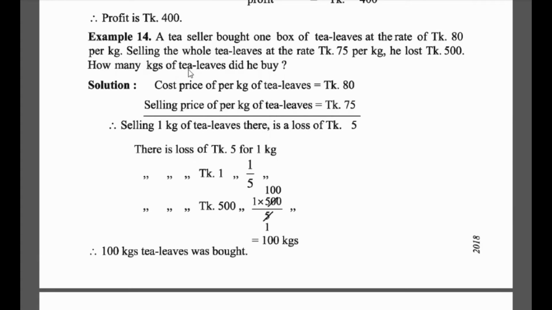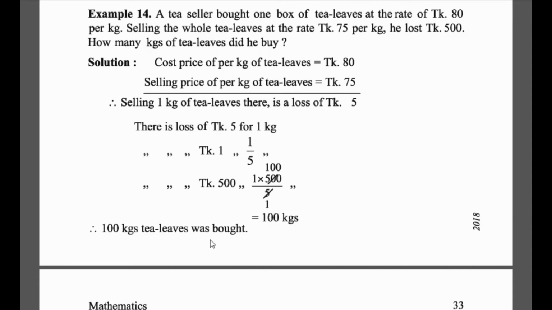We have to find out how many kgs of tea leaves he bought. So there is a loss of 5 taka when I sell 1 kg, right? So if you do it in the unitary method, for a loss of taka 1, 5 is replaced by 1, it will be less. So 1 divided by 5. And if we take the whole value given in the question, taka 500, there is a loss of taka 500, so it will be greater than this. So 1 by 5 is multiplied by 500. If I divide 5 by 5, it will be 1, and if I divide 500 by 5, it will be 100. So the result will be 100 kgs. That's it. It's written here, 100 kgs of tea leaves were bought.